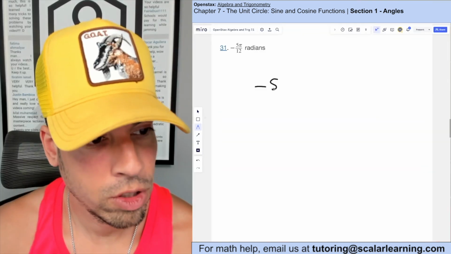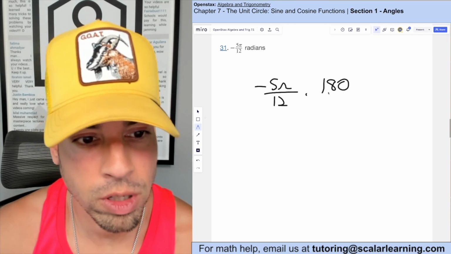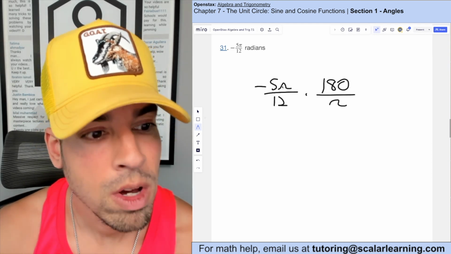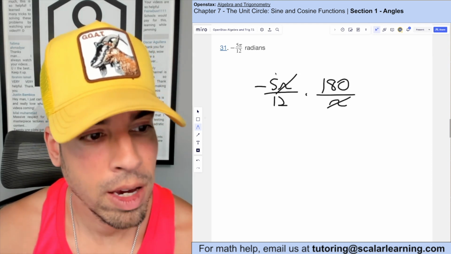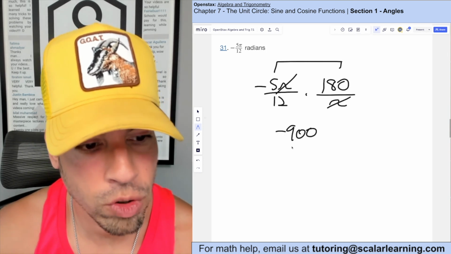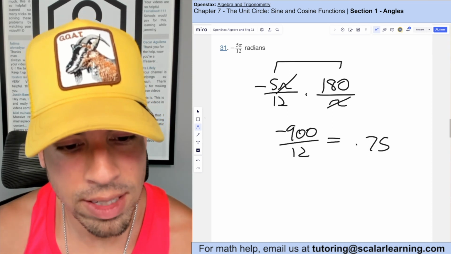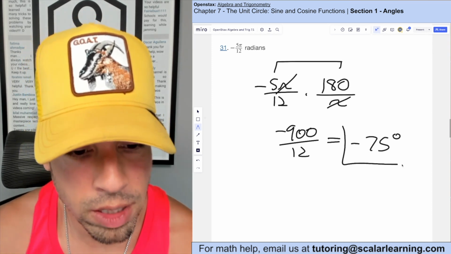So to convert to degrees, I'm going to take this in radians and we're going to multiply by 180 over pi like so. The pi's will cancel out. And now we can multiply across. Negative 5 times 180 is negative 900 divided by 12. And that goes in 75 times. So that's negative 75 degrees, done.